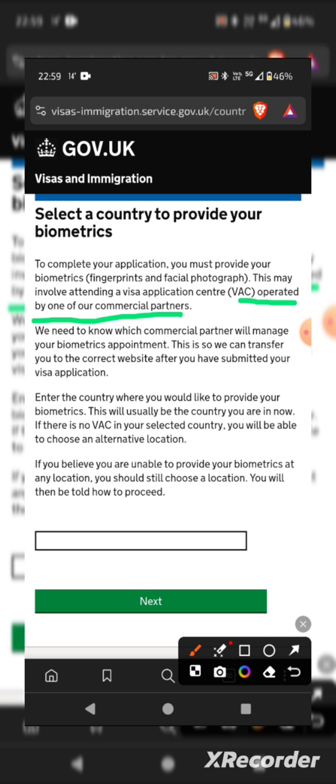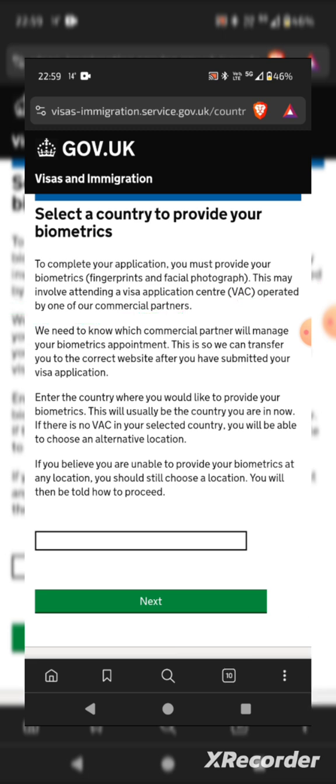They are all trying to scam you. Okay, you are applying either through TLS or VFS, depending on the country where you are. So make sure you know that. Okay, and make sure you read all of this.